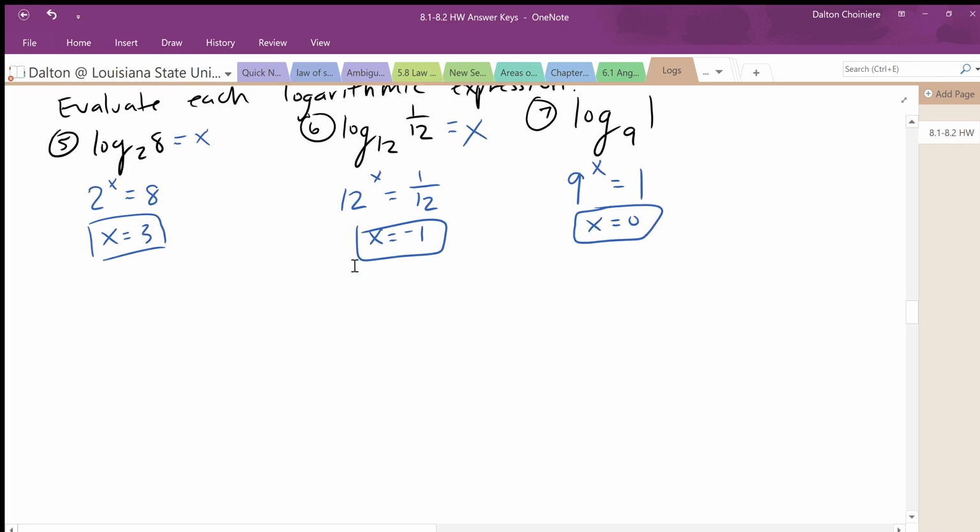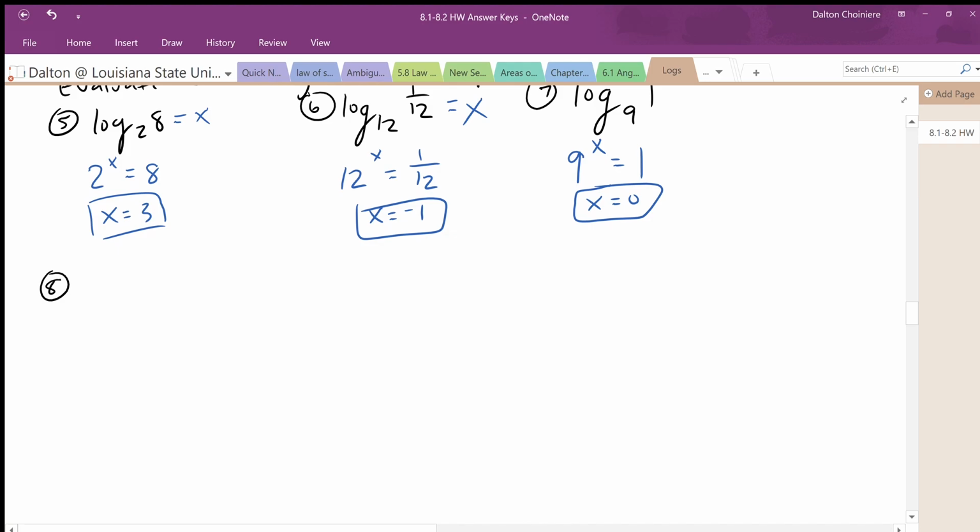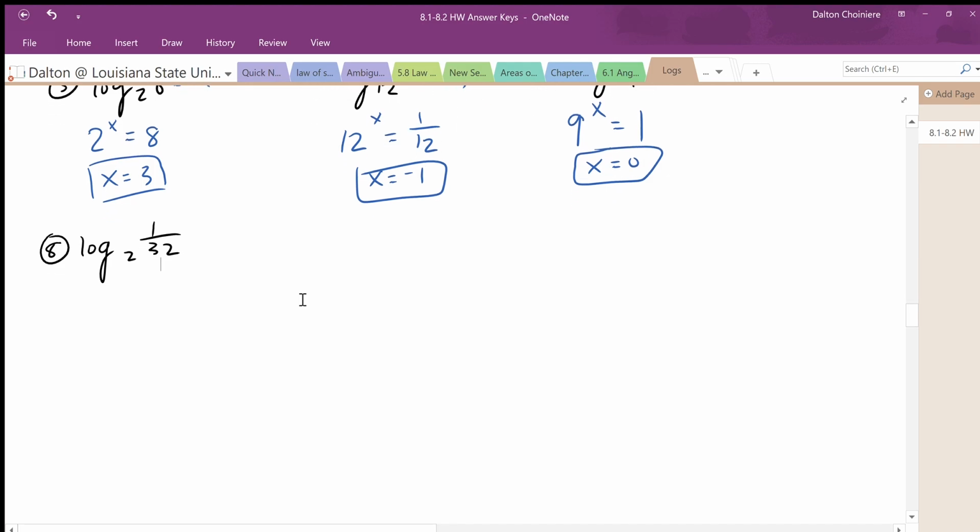Okay, a few more like this. Number 8. Log base 2 of 1/32. So this question would then become 2 to what power gives you 1/32. Therefore, x would equal -5.